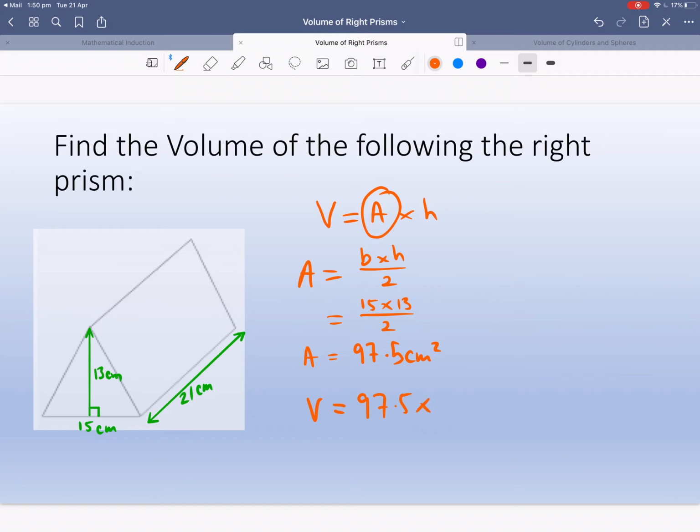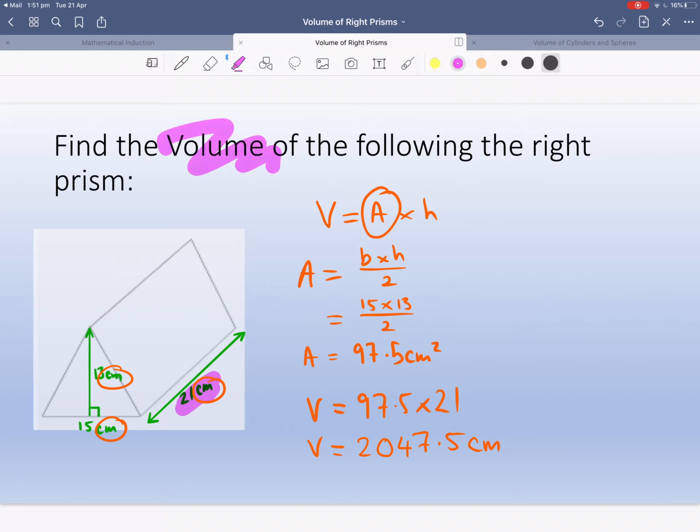And what's our height? Well, you would have seen it already. It's 21. So now this is just calculator work. 97.5 times 21. And it's a big number, 2047.5. Now what are our units? Centimeters. Can you see the centimeters everywhere? And because it is volume, we're going to have to put cubed. So the volume gives us the cubed there.